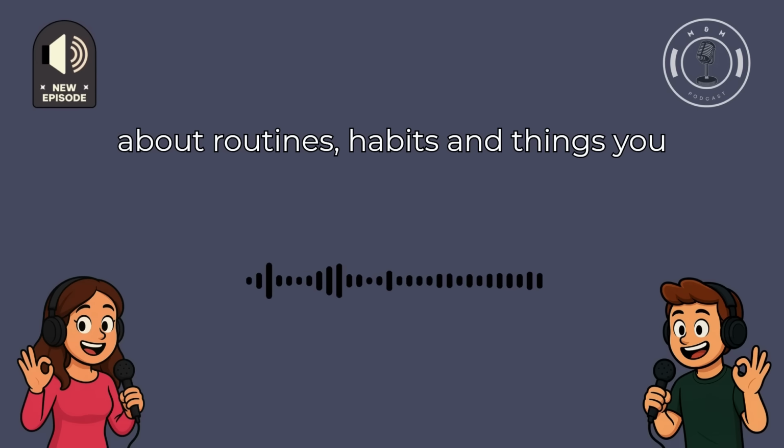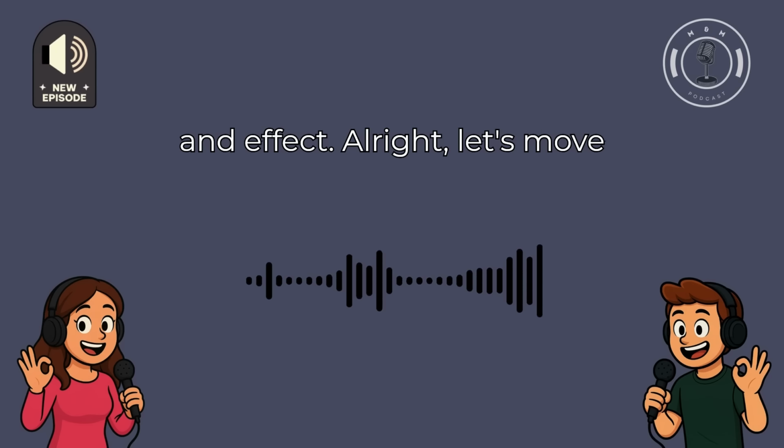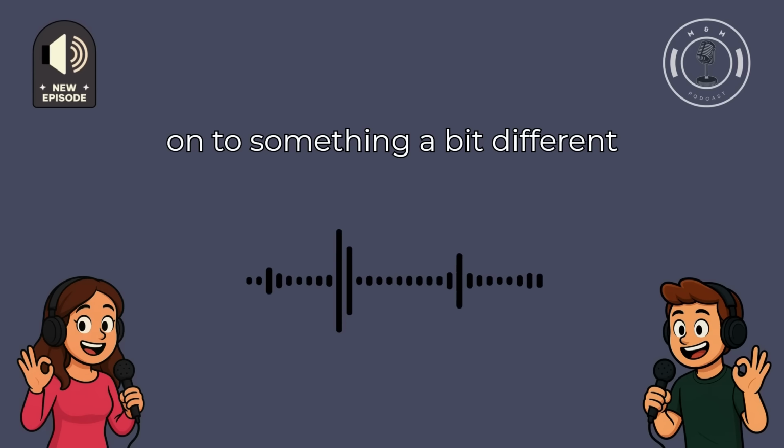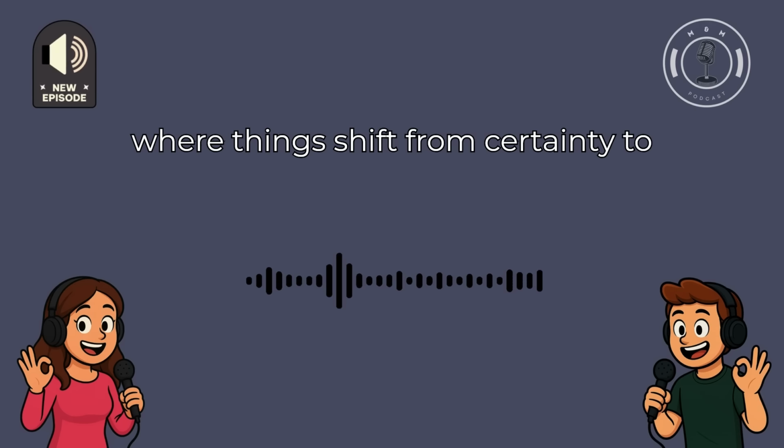It's all about routines, habits, and things you can count on. Real-life cause and effect. All right, let's move on to something a bit different now. So, first conditional. This is where things shift from certainty to possibility.